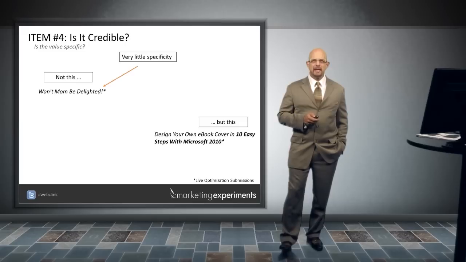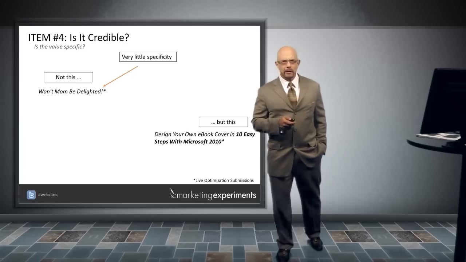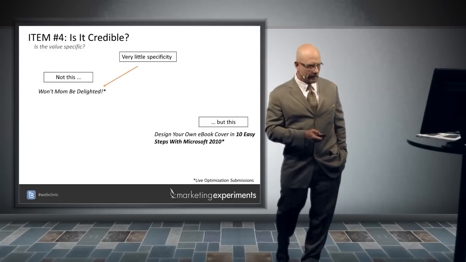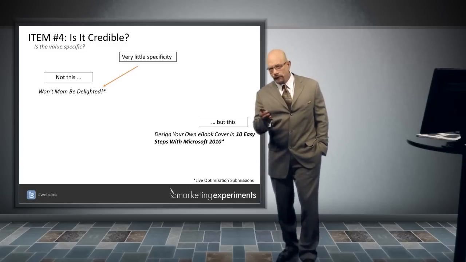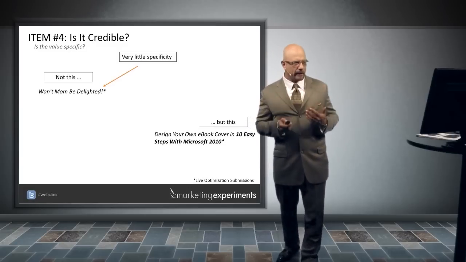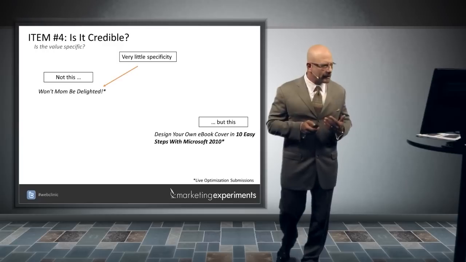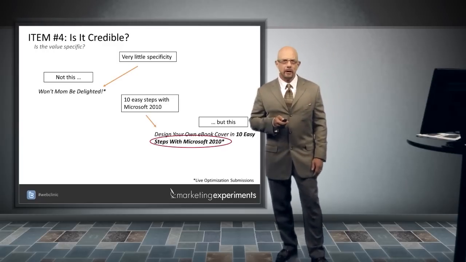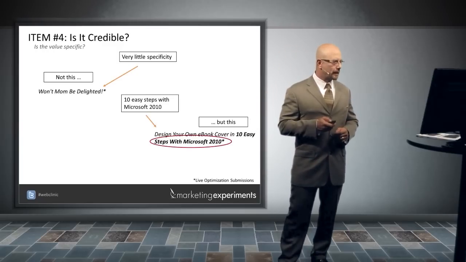Won't Mom be delighted? This was just submitted. Anything you see with an asterisk is something our audience has recently submitted. That's why we're not giving you feedback or results. The reason is we haven't run any tests. This is an audience submitted subject line connected to a landing page. And we're going to come back to this one because it'll probably show up in what's coming next.